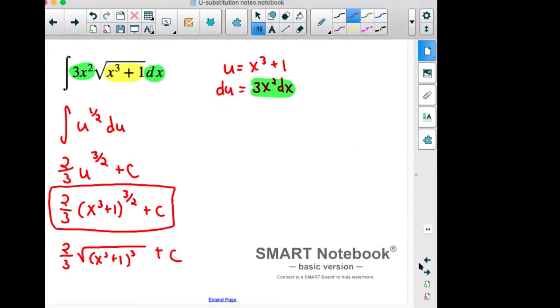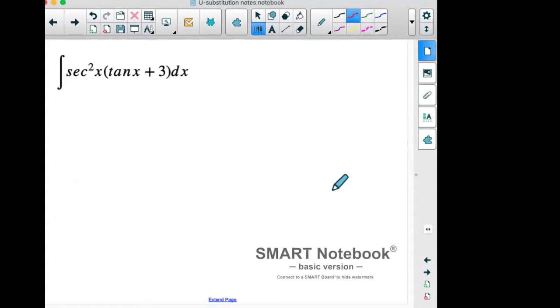Okay, I want to pause and let you try this next one. It's a little bit challenging. Think about your derivatives of trig functions to try to figure out which is going to be your actual inside. This one might be a little confusing as to which one should be the inside. So think about what's the derivative of secant and what's the derivative of tangent to help you figure out which one should be which.